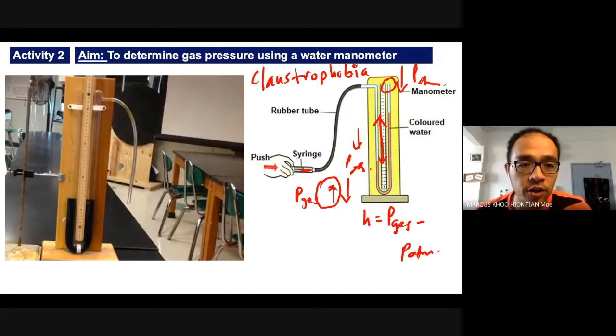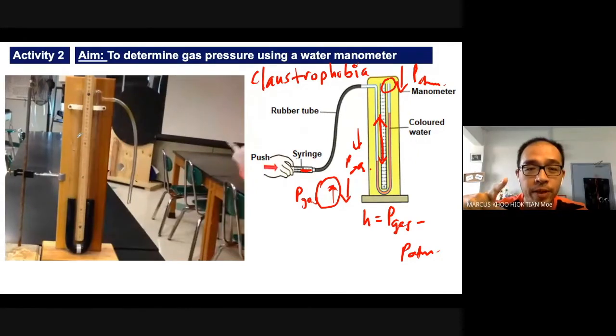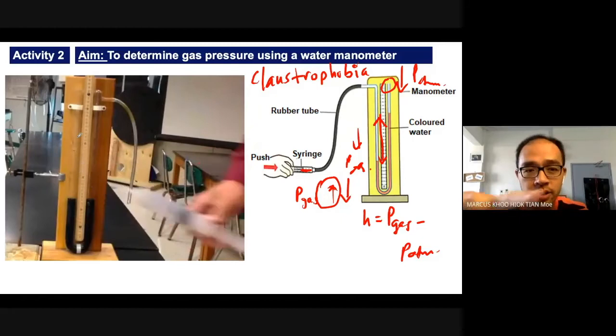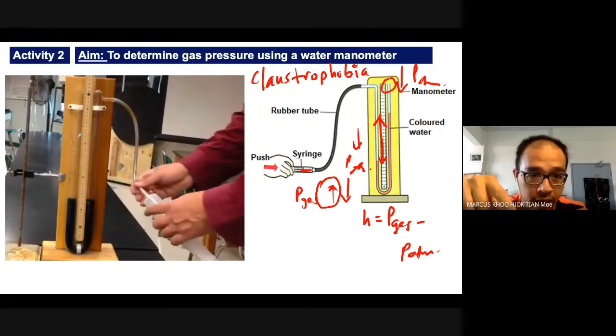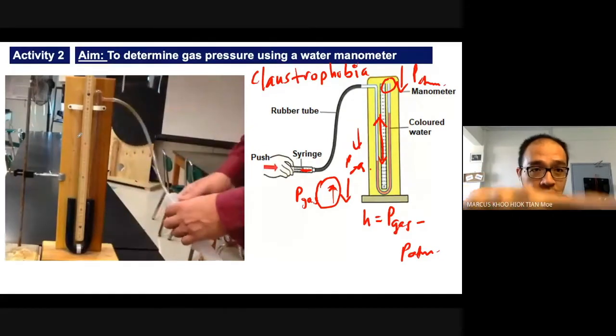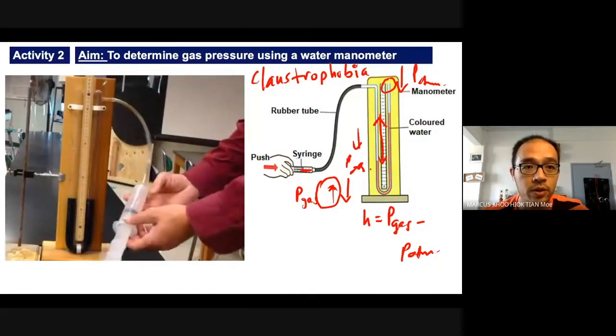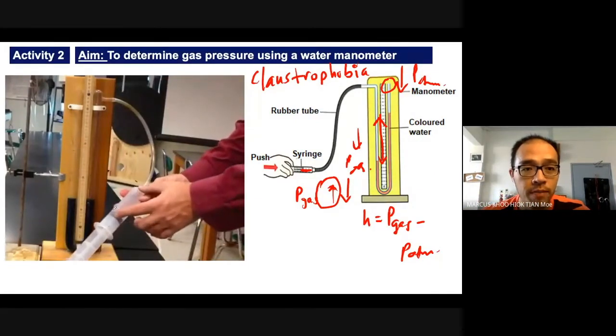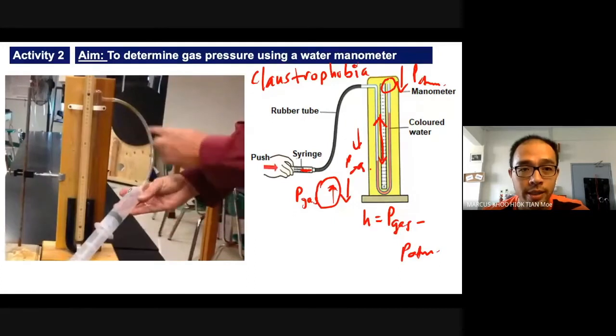So let's watch this video, and I know that you guys can't hear the sound. So, this manometer over here, he's going to take this syringe and attach it to this side of the tube, which is closed, and he's going to make the space smaller.